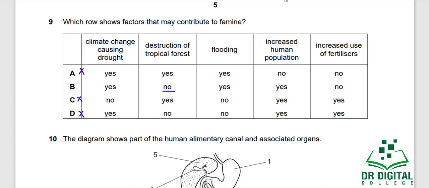Flooding is directly involved because your stored food, your standing crops, and the cattle can be destroyed. So it will directly be involved in setting the famine in some area. Increased human population, yes, it is directly involved in some area. If the human population increases, consumption will exceed production. Similarly, increased use of fertilizers cannot be involved at all, because when you use more fertilizers, there should be more production. So if it is said no, yes, it is no. So the answer for question 9 should be B.